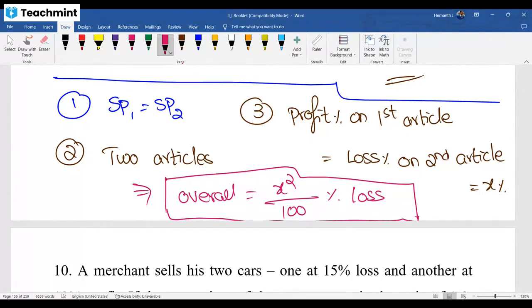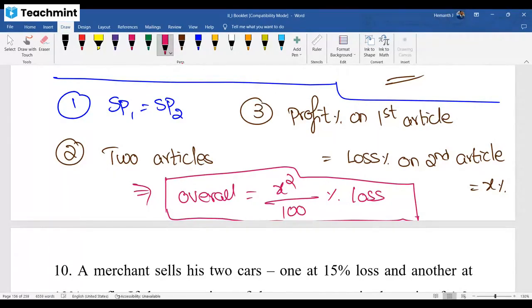They'll give their respective profit and loss. We calculate the respective CP1, CP2. No problem with that. But for this method, SP1 and SP2 both must be equal, because some people will have the formula without knowing the conditions. If you want to know that formula, first know the conditions. This formula is applicable only when SP1 and SP2 are both equal, profit percent on first article is equal to loss percent on second article, and 2 articles only. So for 3 articles, this formula is useless. This formula won't help you.